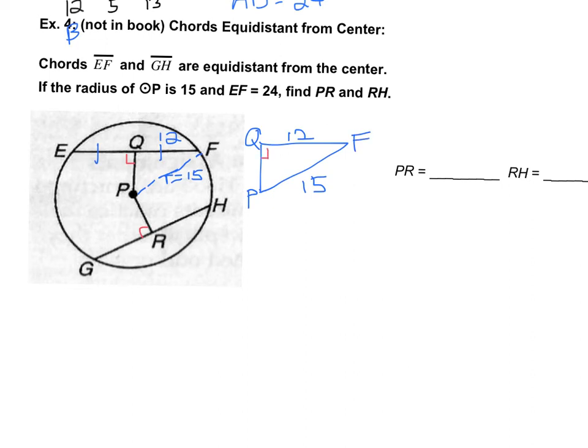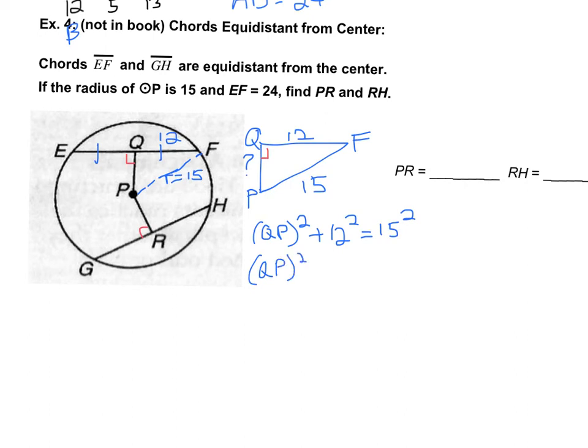So again, we've got Pythagorean theorem at play. If we want to find PR, PR is going to be the same distance away, obviously, as PQ. So let's start by finding PQ, or QP, if you will. I have QP that I'm going to square plus 12 that I'm going to square, which is equal to 15 that I'm going to square.